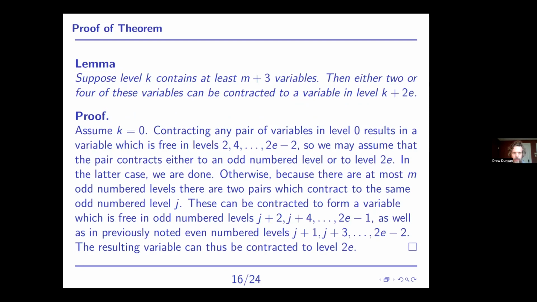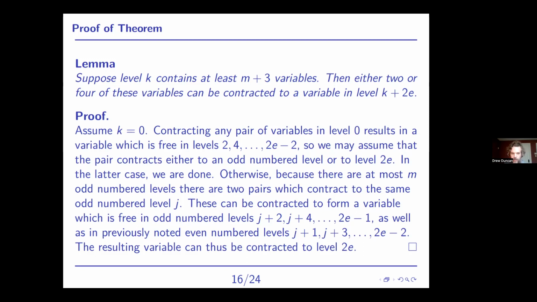I'm going to give you a couple of lemmas. Suppose that we have a level k that contains at least m plus 3 variables. Then some number of these variables, at most 4, can be contracted up 2e levels. So we'll go from level k to level k plus 2e. Without loss of generality, let's assume k is equal to 0, and we're going to be doing that in all the lemmas. So let's just say it once and for all now.